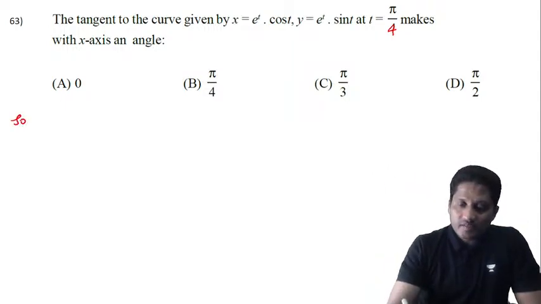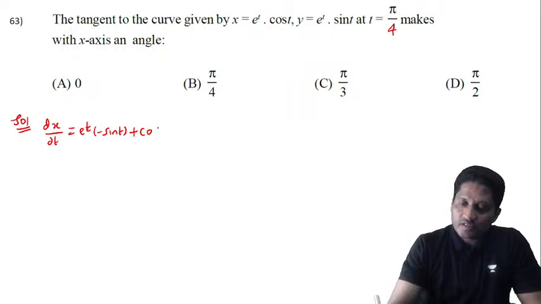Okay, let us differentiate this. dx by dt is equal to, first function is e power t, differentiation of cos is minus sine, plus second function is cos, and differentiation of e power t is e power t. Right, I'm going to take e power t common. Left out is minus sine t plus cos t.